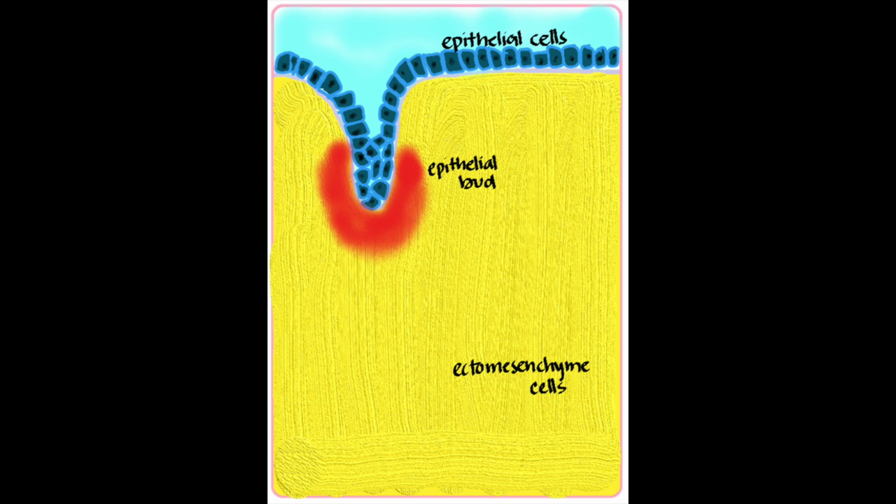First stage is the bud formation. Here we have the buccal epithelium in dark blue and ectomesenchyme cells represented in yellow. The underlying ectomesenchyme induces proliferation in the epithelial cells, resulting in tissue thickening and formation of an epithelial bud.